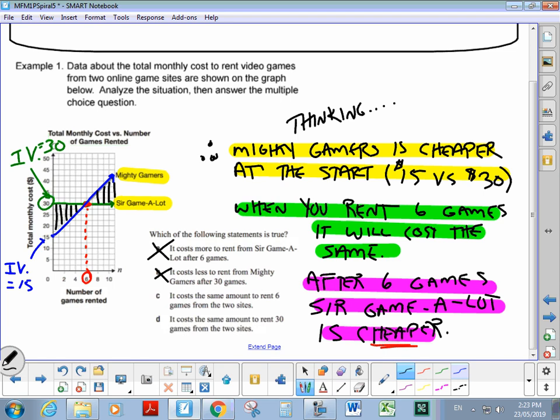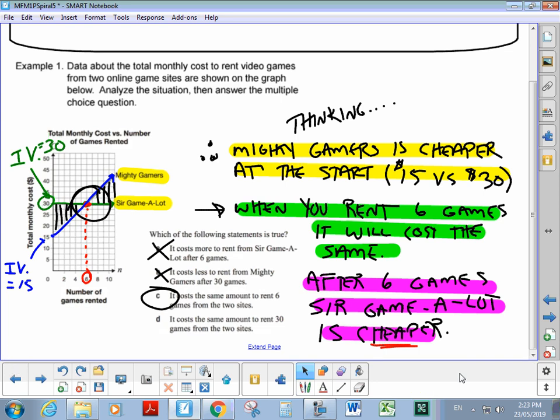It costs the same amount to rent 6 games from the 2 sites. That's what we've concluded already right here. So this is actually going to be our answer. Let's take a look at the next one just to be sure. It costs the same amount to rent 30 games from the 2 sites.